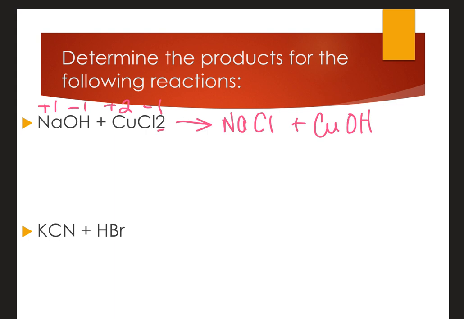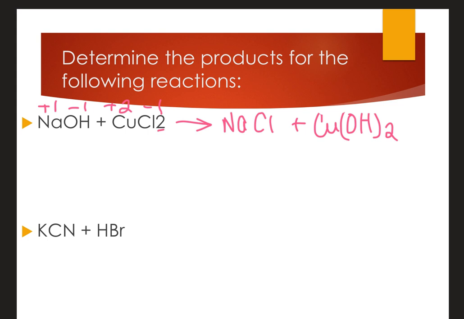I don't have to do anything. My Cu has a +2 charge, and my OH has a -1 charge. So there's a problem. I've got to put this in parentheses and bring that 2 down. Now I have to balance the equation.